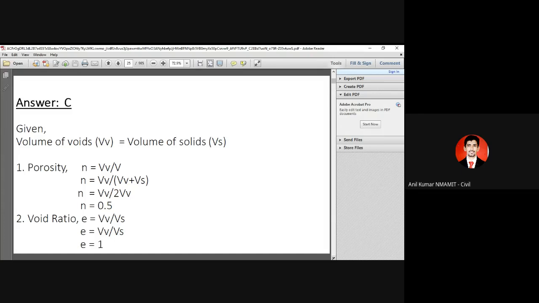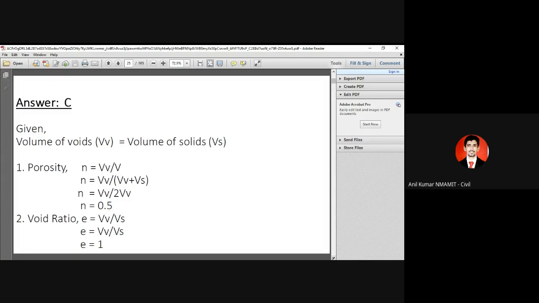Therefore, since Vv is equal to Vs, I get Vv plus Vv, that is 2 times Vv. Therefore n is equal to 0.5.